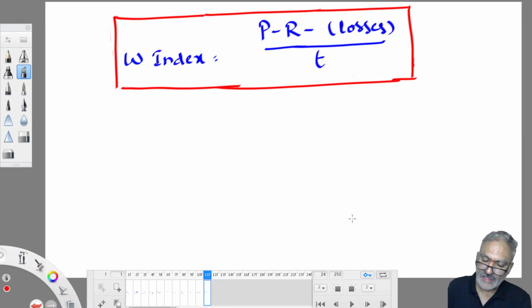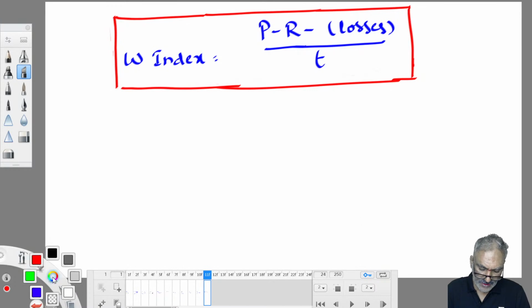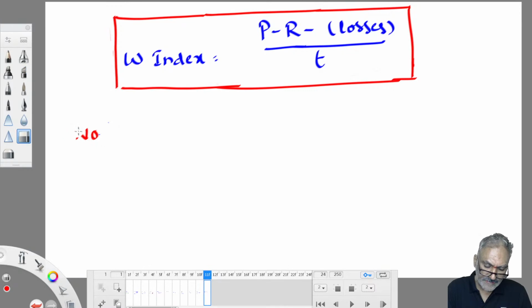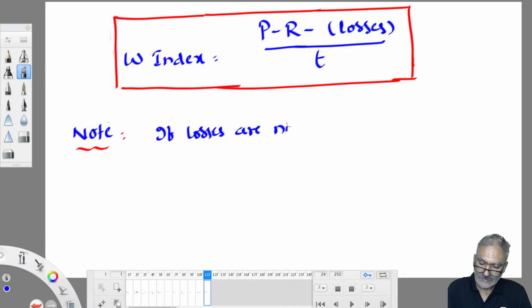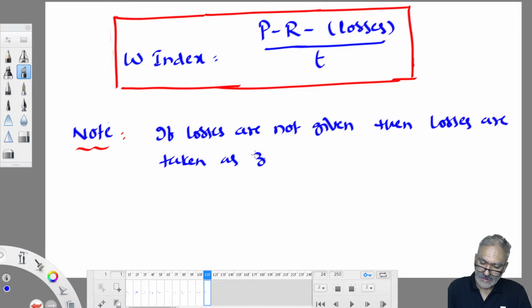But in this case, initial loss is also taken into account, the interception loss and all, though they are small. If they are given, we'll take them. If not given, we'll take losses as 0. If losses are given, they are taken in W index calculation, but not taken in pi index calculation, because runoff is produced only after meeting the losses. So we are taking only that part of rain producing runoff. If losses are not given, then initial losses are taken as 0. Remember that. This much idea is there, comfortably you can work it out.